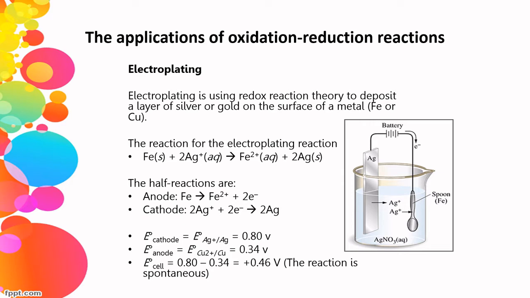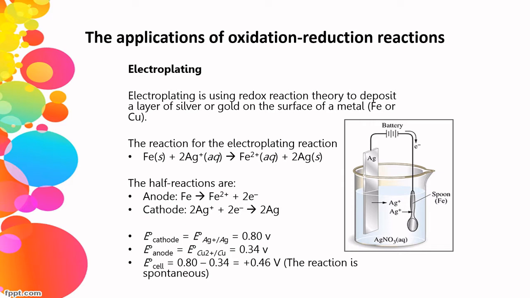In this kind of electroplating application, for example, if you are using iron and you want to coat the iron with some silver, this is the reaction that occurs. We have the iron rod and the silver solution, which will result in iron solution plus silver solid. Look at this figure here. We have an iron spoon, and we want to coat this spoon with silver so that it will look nicer compared to the iron color.